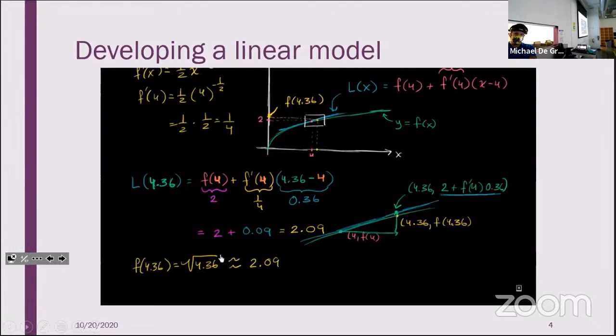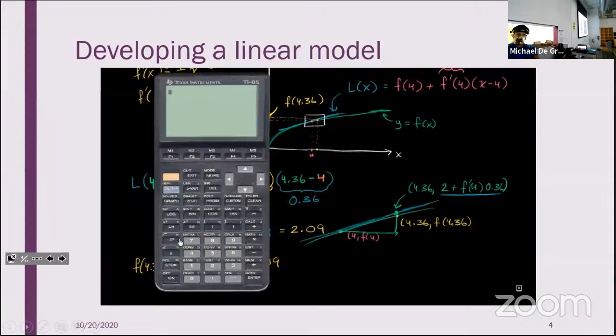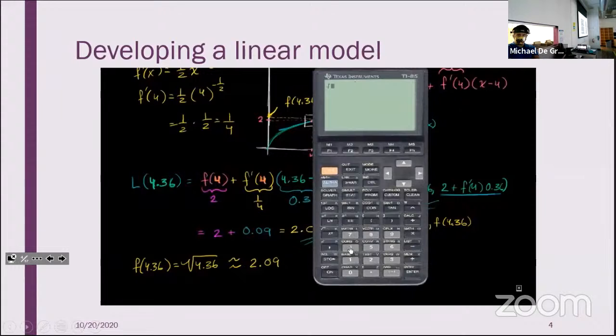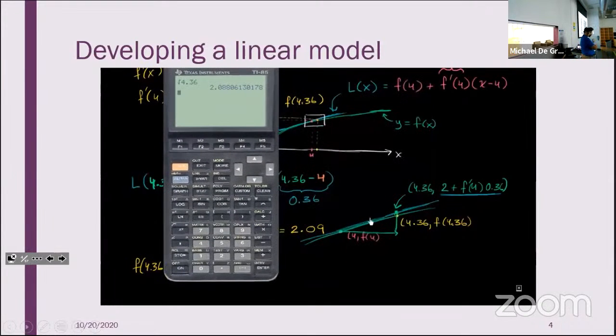Now, let's just say we happen to find a calculator, and just out of curiosity, let's see how good of an approximation this actually is. So we want to do the square root of 4.36, and we get 2.088. So if we round to the nearest hundredths, we got a pretty good approximation. And just like we saw in this indicative graph right over here, our approximation was indeed a little bit higher than the actual value.